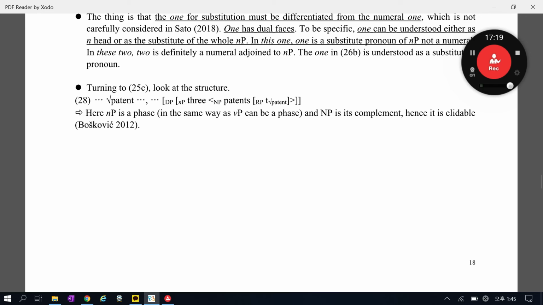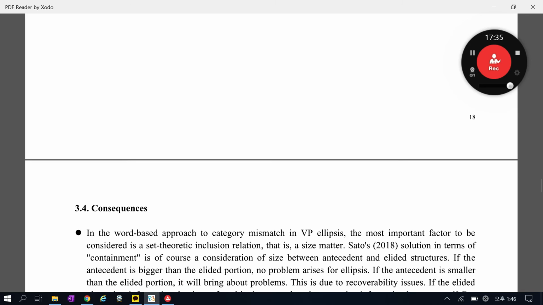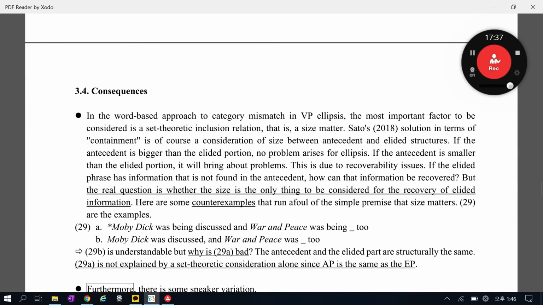Now, turning to 25c, represented in 28, here little np is a phase in the same way as little vp can be a phase in a clause, and np is its complement, hence it is elidable. Okay, now consequences.